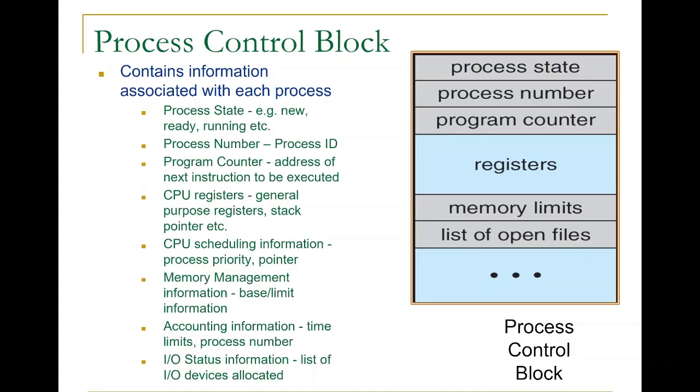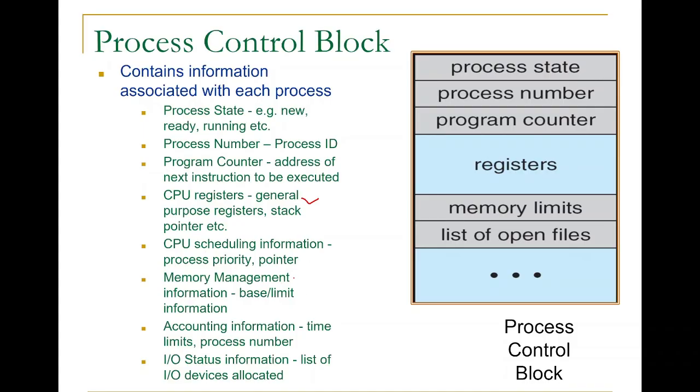The process control block contains information such as the process state. Remember, I just explained the process state. It contains information about the process number, the program counter, CPU registers. CPU registers is where it is being stored. Remember, it's memory. Scheduling information talks about the process priority, how important the process is.